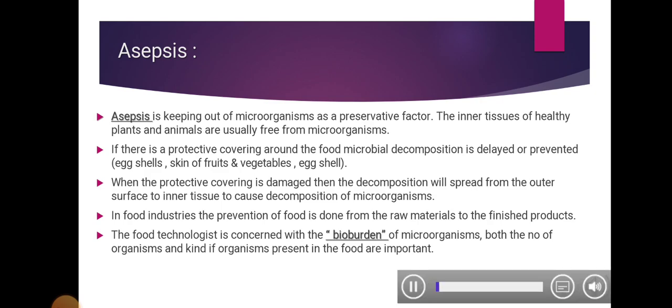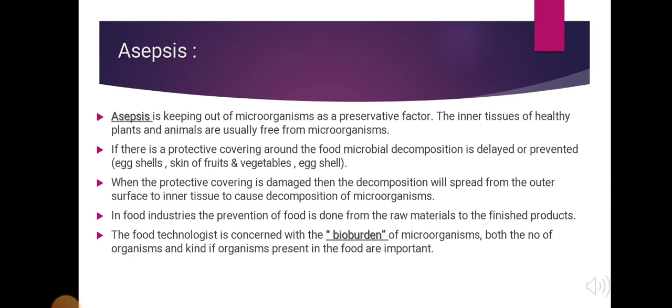So let us see the concept of asepsis. Asepsis is keeping out microorganisms as a preservative factor. The inner tissue of healthy plants and animals is usually free from microorganisms. If there is a protective covering around the food, microbial decomposition is delayed or prevented. Examples are eggshells, skin of fruits, vegetables, etc.